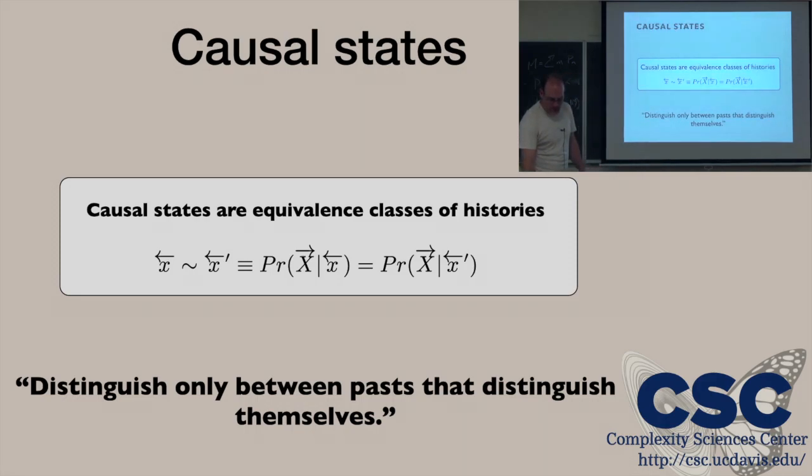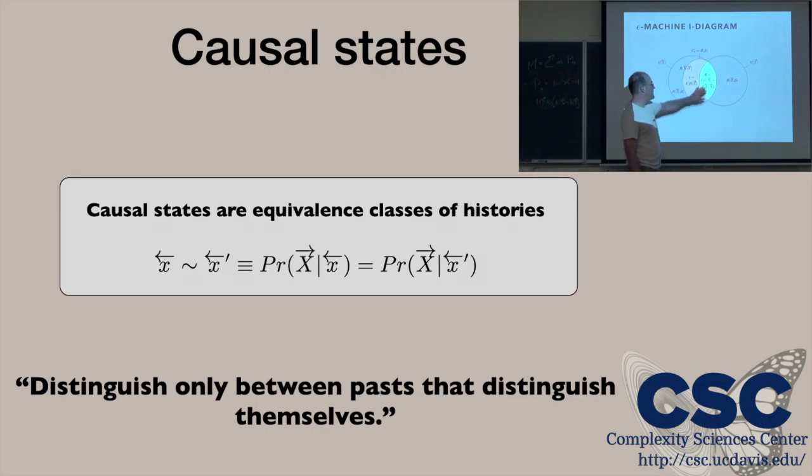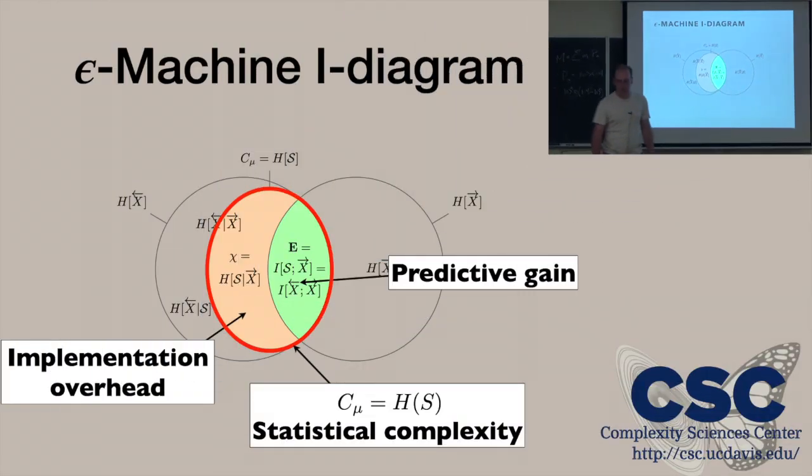And so if we make all of those things appropriately 0, we find ourselves at this epsilon machine diagram that you are well familiar with, where we have the excess entropy here, the crypticity here, and then the sum of these two things is the statistical complexity.